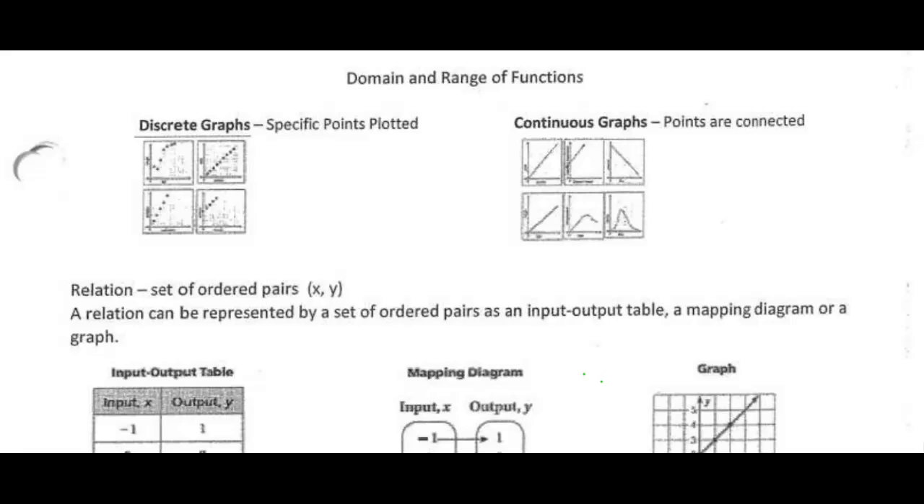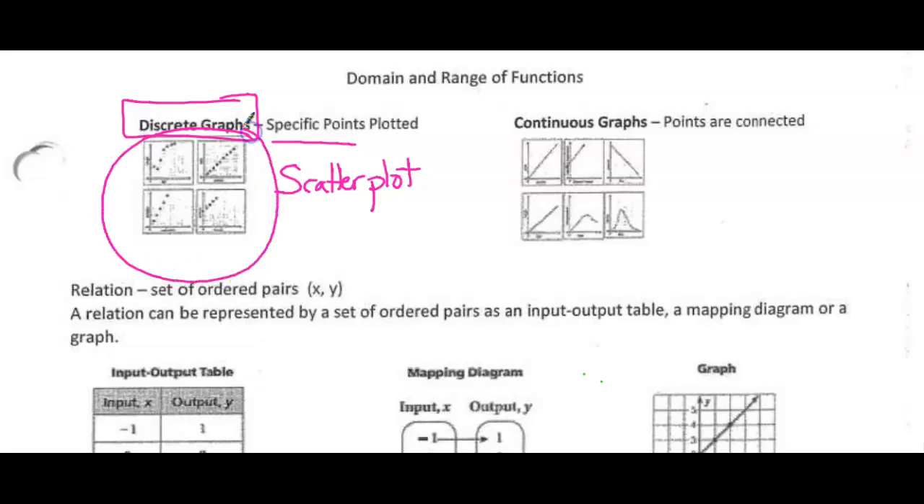Okay, here we go. This year we talked about discrete graphs. Those are when there are just specific points plotted. That would be like a scatter plot. And if you look to the left here, there are examples of scatter plots. We also did continuous graphs this year where the points are connected. So we did linear, which are the examples on the top. And we did some non-linear, but if they're curved, on the bottom.